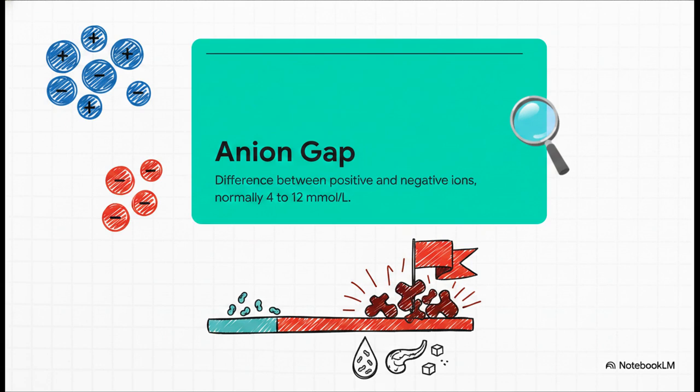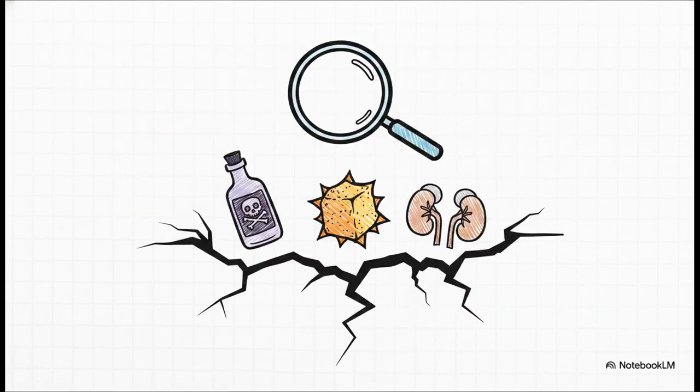It suggests some rogue unmeasured substance is causing an acid buildup in the blood, like ketoacids in a patient with diabetic ketoacidosis, for example. So what exactly are those rogue substances? Well, the classic medical mnemonic MUDPILES is incredibly useful here for systematically recalling the specific causes of a high anion gap. We're talking about toxins like methanol or salicylates, ketones from DKA, or renal issues like uremia.